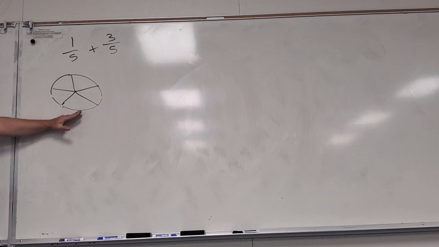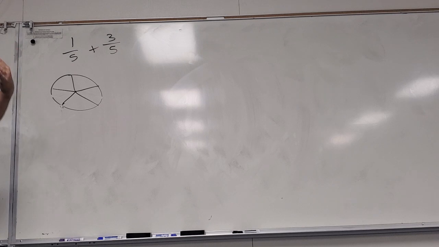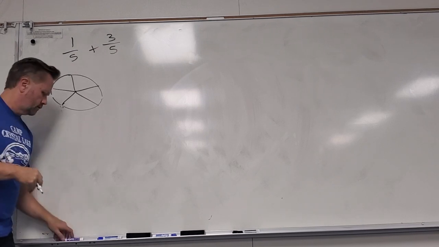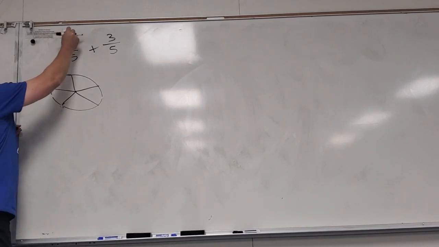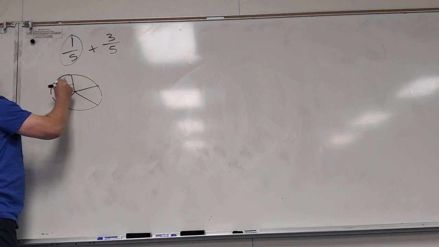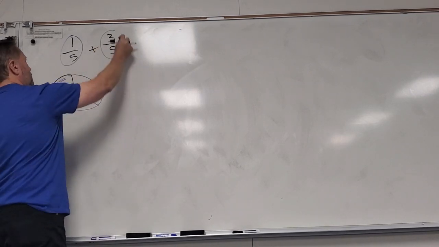What would you do with this pie? You could do this whole problem in one pie, or you could do it with a couple pies. It's up to you. So what'd you do? I like colors, so I would do the 1/5 in one color and then the 3/5 in another color. So I got the 1/5 in purple, and then the 3/5 in blue.